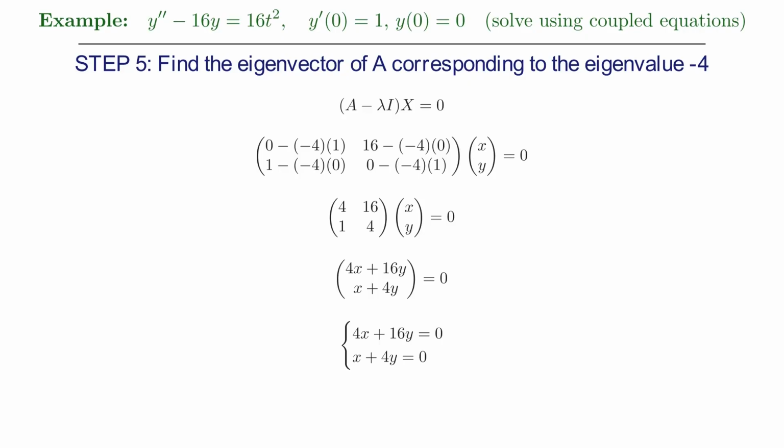So again, we have free choice over one of the variables, as long as it's non-zero. We're going to take y = 1 this time. And by the second equation, x is equal to -4y, which means that if y is equal to 1, x is equal to -4, giving us the second eigenvector v2 = (-4, 1).